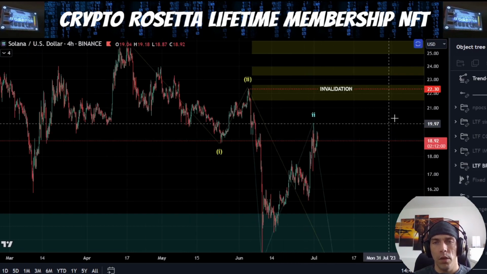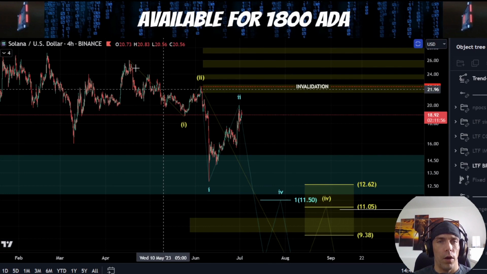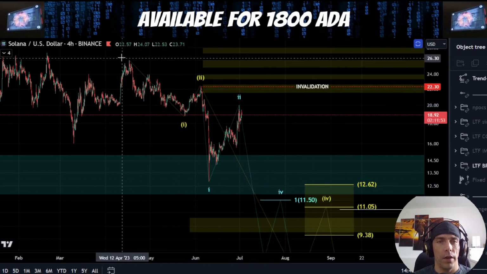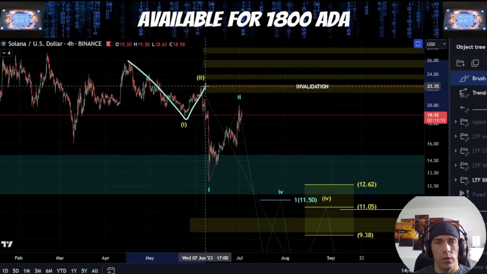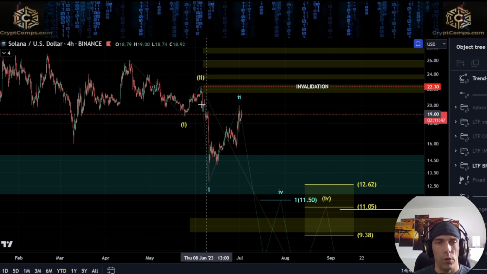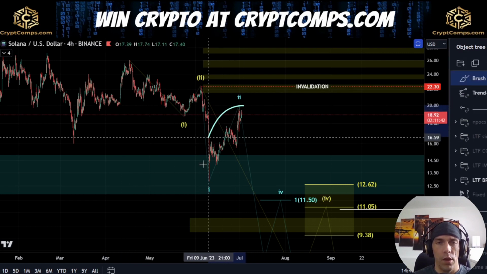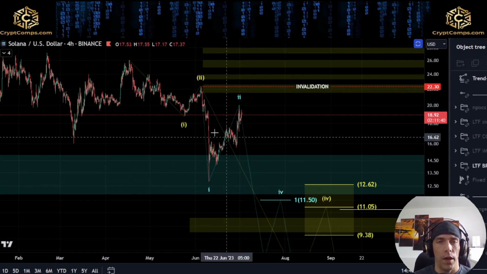Now, the thing we need to be cautious of here, and I'm going to go over why I don't like this count so much, but technically it is possible. We could still argue that this is 1-2 here, and that we could actually have this as another 1-2. Now, the reason I don't like this is this wave 2 over here of the lesser degree is smaller than this wave 2 of the higher degree here.